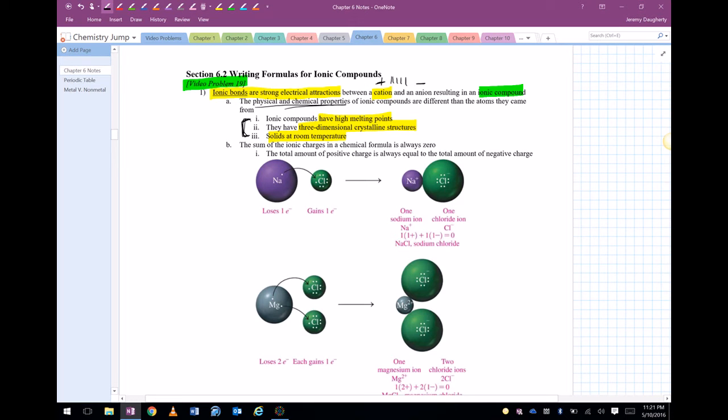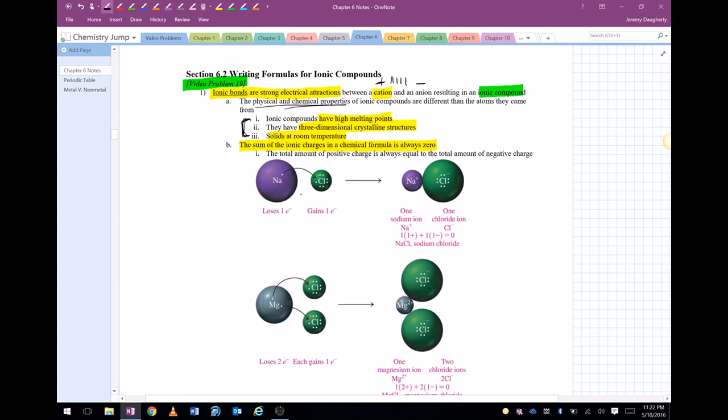Now, very important: the sum of the ionic charges in a chemical formula is always 0. Anytime you have a compound, anytime you have a molecule, anytime you have anything other than an ion, there is no charge, no total charge. So take a look here.